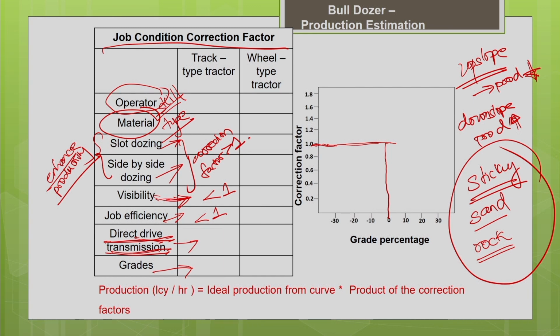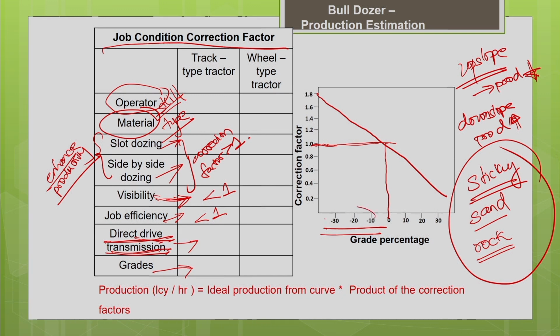But if your terrain is going to be down the slope, say the slope percentage is minus 10%, minus 20% or minus 30%, in that case, your productivity will be increasing. So that means your correction factor will be greater than 1. So it may go like this. This curve you can get from the equipment handbook or the literature. I have just drawn it approximately to show you.